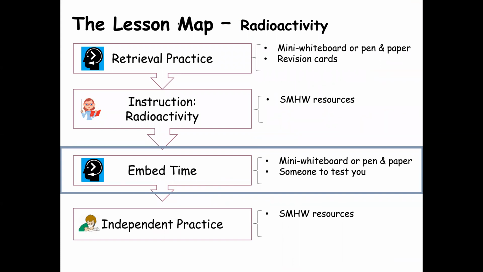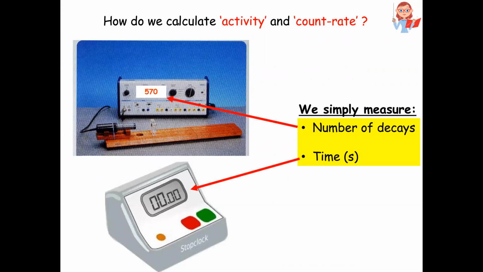Okay, now just before we move on, I'll show you this slide quickly. This is a machine we can use to find out the activity or the number of decays, the count rate. And we use a stop clock to measure the time, and from this we can work out how active an unstable nuclei is. Okay, how fast it is decaying.